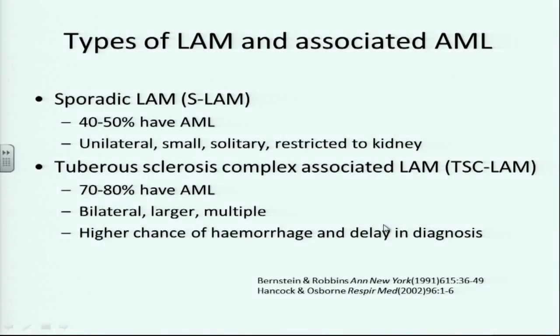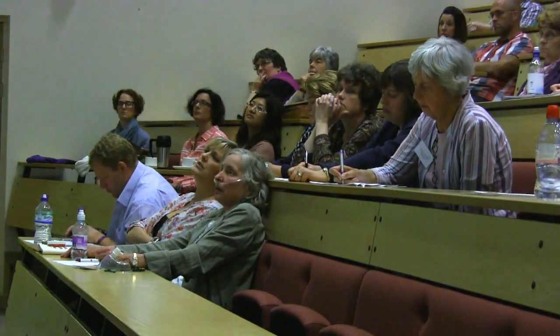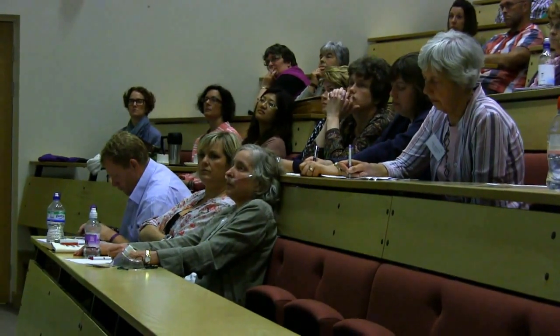These ladies tend to have AMLs which are much more common, so almost 80% of ladies with this will have an AML of some description. They're often bilateral, they're much larger, and they tend to bulge out of the kidney more often. And they also have a higher chance of causing trouble, i.e. bleeding, hemorrhage.